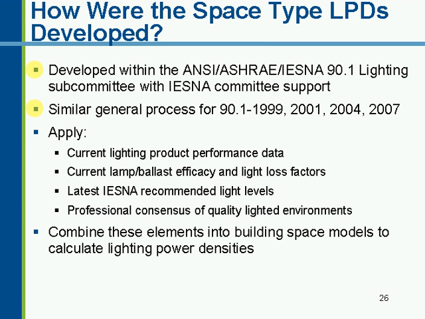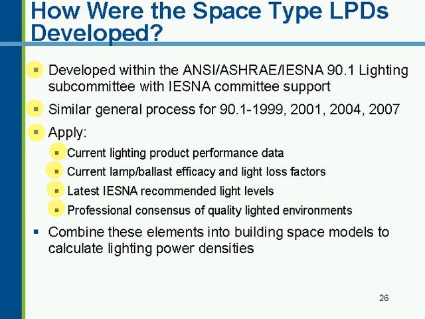The process is to apply 4 basic types of information. The first is current lighting product performance data, efficiency of current products. Also current lamp and ballast efficacy and light loss factors. Light loss factors were approximately the same since the 30s until about 1999 or 2000 when some new information came out, and that new information has been incorporated in the later models. The latest IESNA recommended light levels are also part of this process, as well as some professional consensus of the way typical design happens and the lighted environment itself.